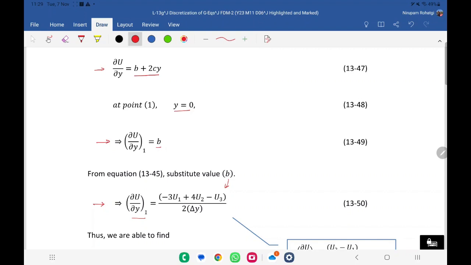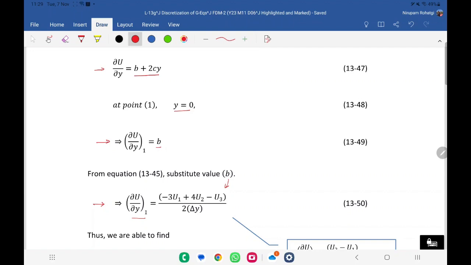There we were writing the derivative in terms of Ui plus 1, Ui minus 1, right? Or both Ui plus 1 and Ui minus 1. Here we are doing 3 points U1, U2, U3. Something like that. Ui plus 1, Ui plus 2. Right? Because we cannot go on the back side, we are going on the forward side. And that is why the equation is also changed.